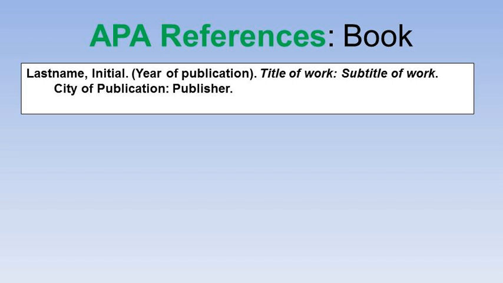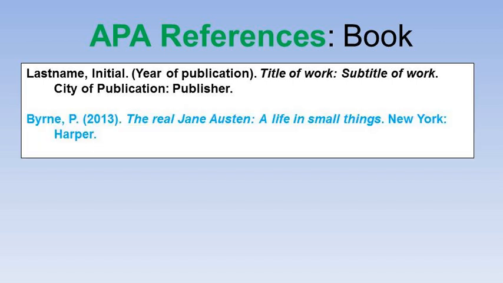The format for a book is last name, comma, first initial, period, the year of publication in parentheses, period, title of work, colon, subtitle, period, city of publication, colon, publisher, period. And here is an example. Note that you use only the initial of the author's first name.